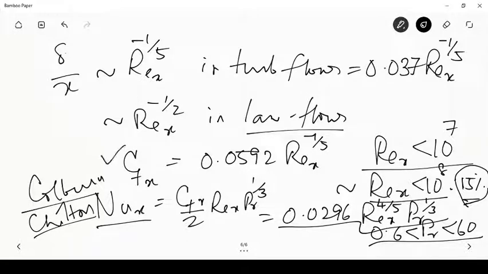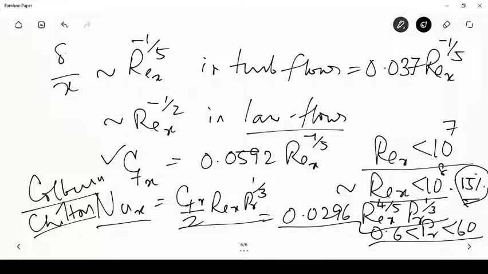Using this expression, you have written this. Okay, so by the Colburn-Chilton analogy, the Nusselt number for turbulent boundary layers is 0.0296 Rex to the power of 4 by 5 Pr to the power of 1 by 3. Okay, so this is the expression that we need for calculating heat transfer coefficients in turbulent boundary layers.